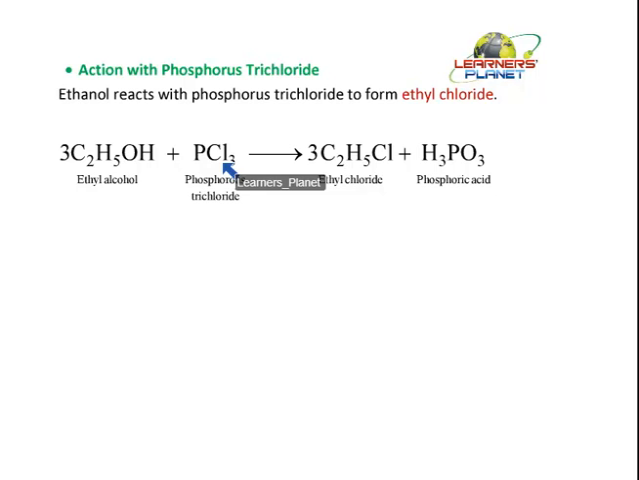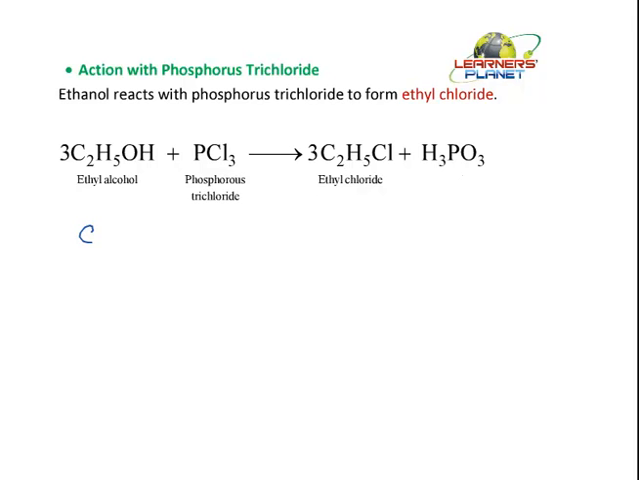C2H5OH is reacting with PCl3 and it is forming C2H5Cl plus H3PO3, phosphoric acid, right? A phosphorus acid it is. Phosphoric acid is H3PO4, so this is phosphorus acid. Now in this case, this is forming what? H3PO3, that is a phosphorus acid. Now what is happening here? That is, your hydroxyl group is being replaced by chlorine.